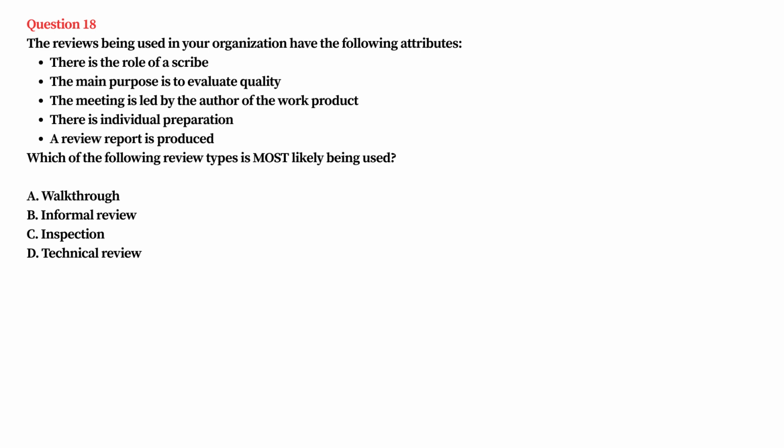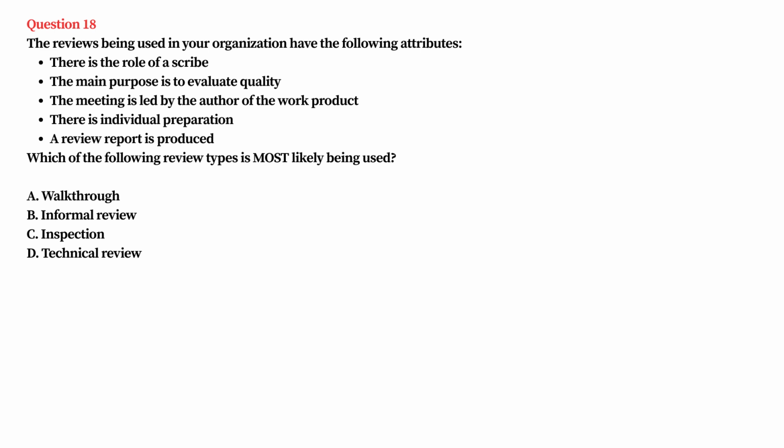Considering the attributes, there is a role of a scribe specified for walkthroughs, technical reviews, and inspections. Thus, the reviews being performed cannot be informal reviews. The purpose is to evaluate quality. The purpose of evaluating quality is one of the most important objectives of a walkthrough. The review meeting is led by the author of the work product. This is not allowed for inspections and is typically not done in technical reviews.